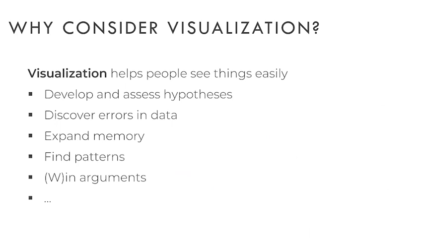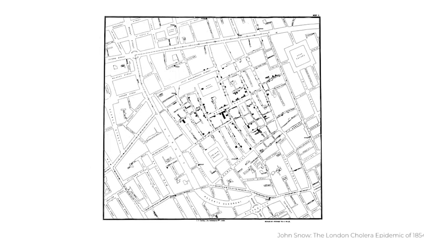It's been argued that visualization helps people see things easily. It helps them develop and assess hypotheses, discover errors in data, expand memory, find patterns, win arguments, or at least make arguments, and many other things. Already more than 150 years ago, people used visualization. If you look back, even in archaeology, there are examples of the use of visual representations.